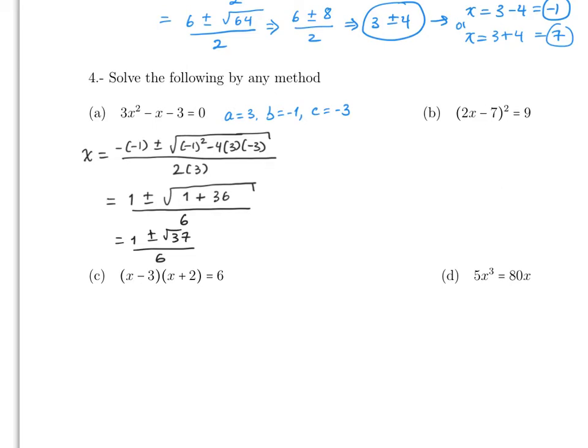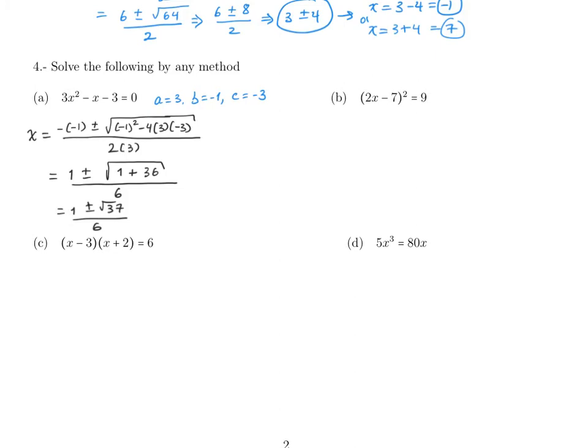Now, given that we got a radical here, that means the factoring was not going to work. So therefore it was a good choice to use the quadratic formula. On part B, we have a perfect square. So the best approach would be to use the square root property. So we take the square root on both sides.